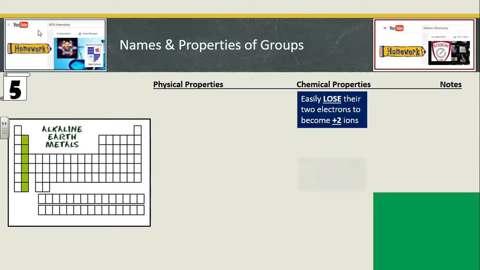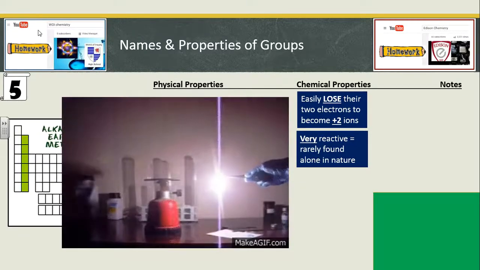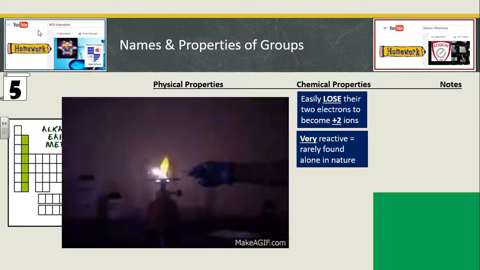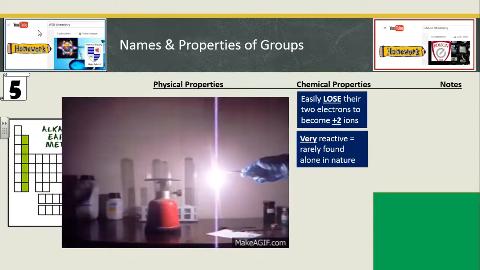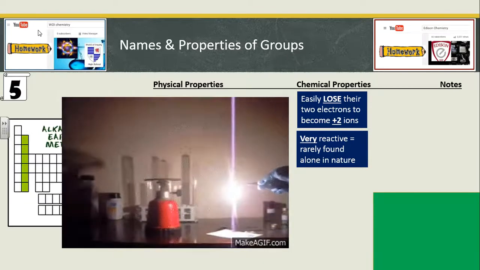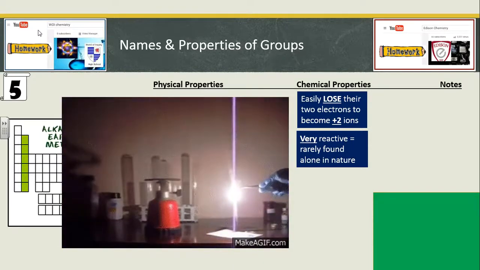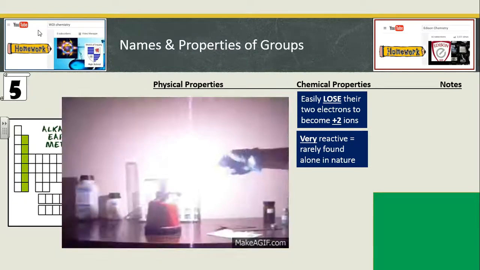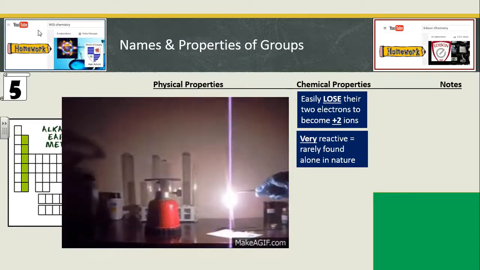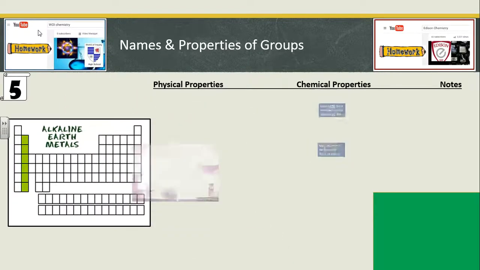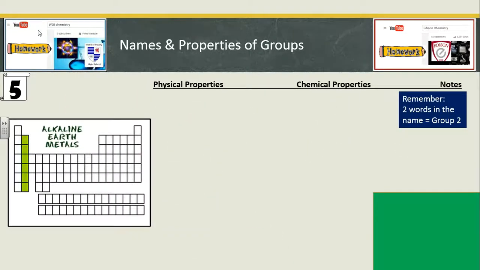Moving on, chemical properties. They lose their 2 valence electrons to become +2 ions. They are very reactive and very rarely found alone in nature. I believe that is magnesium burning. We've done this before in class, in one class anyways. Somebody asked me about magnesium, so we burned it. Okay, very reactive, rarely found alone in nature because it reacts and combines with something else. Okay, notes, remember, 2 words in the name for group 2, 2 valence electrons, two words, group 2. That's how we put that together, remember.